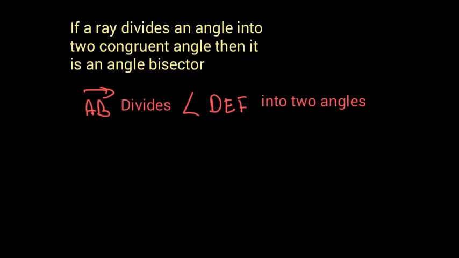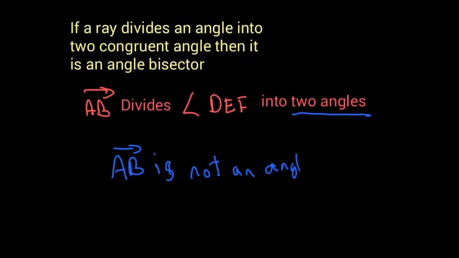Alright, so if a ray divides an angle into two congruent angles, then it is an angle bisector. And then our statement there is ray AB divides angle DEF into two angles. So here we go back to the conditional statement. If a ray divides an angle into two congruent angles, well, I look at my statement. It's dividing my angle into two angles, but nowhere does it say that the two angles are congruent. So my conclusion has to be that ray AB is not an angle bisector. There's no way I can prove that it is based on the information that I'm given.